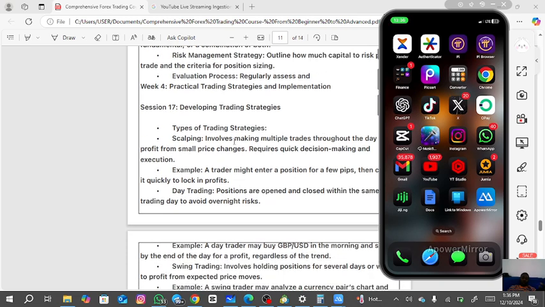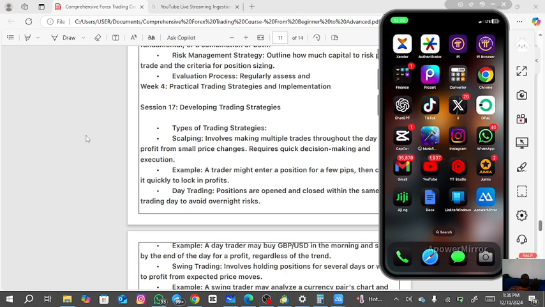We have different types of trading strategy, right? You can go on YouTube and search forex trading strategy. The strategy you're going to be using depends on the type of trader you are. We have different types of traders: the scalpers, the swing traders, the day traders, and the position traders.